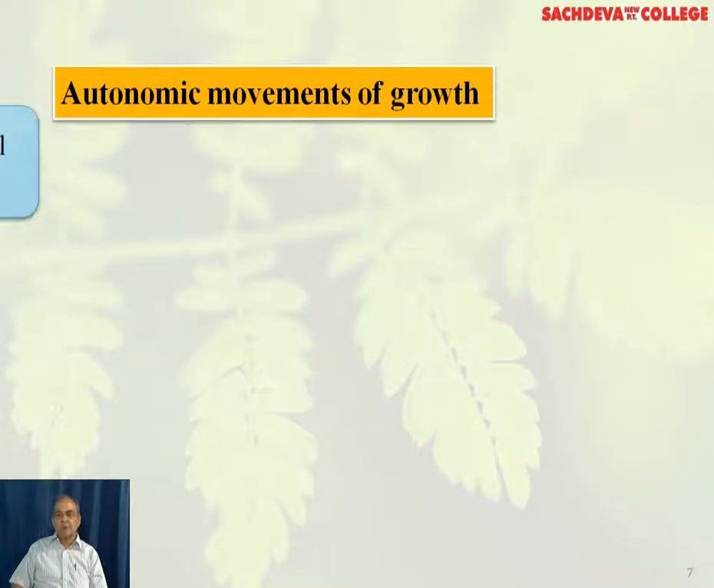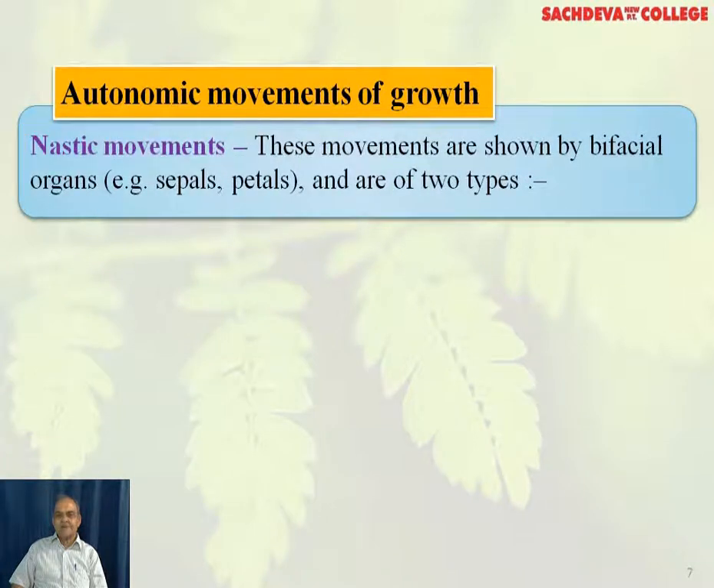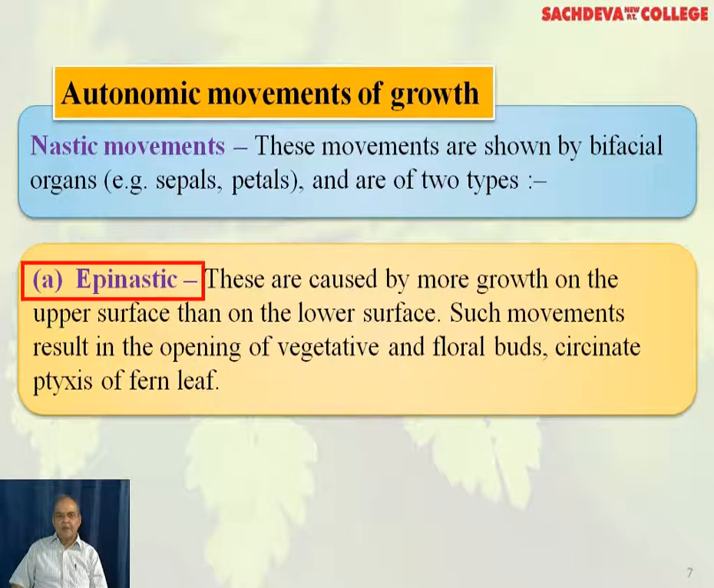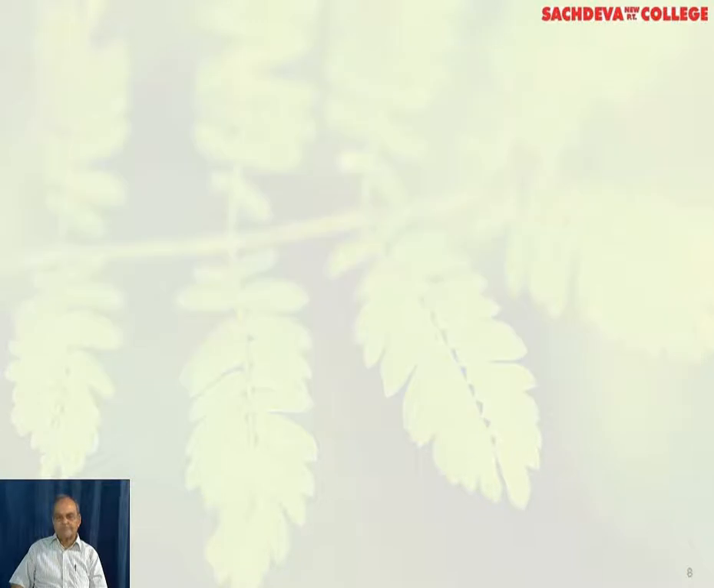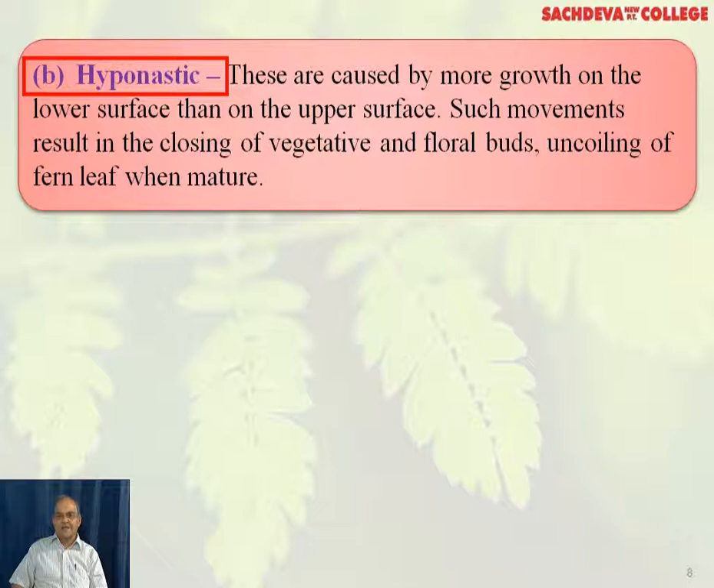Autonomic movements of growth. Nastic movement. These movements are shown by bifacial organs like sepals and petals, and they are of two types. A. Epinastic. These are caused by more growth on the upper surface than on the lower surface. Such movements result in opening of vegetative and floral buds, and circinate vernation of the fern leaf. B. Hyponastic. These are caused by more growth on the lower surface than on the upper surface. Such movements result in the closing of vegetative and floral buds and uncoiling of the fern leaf when mature.